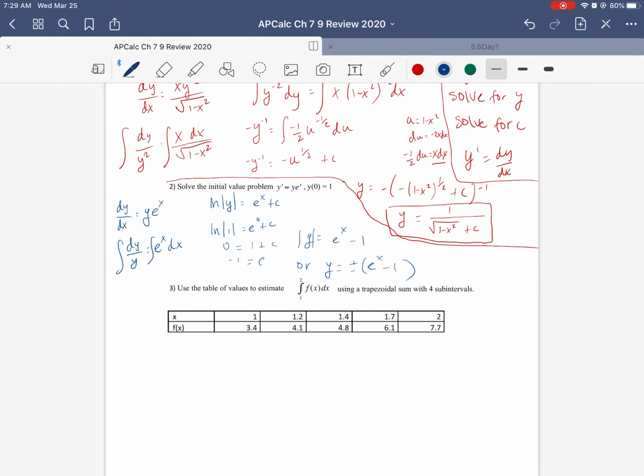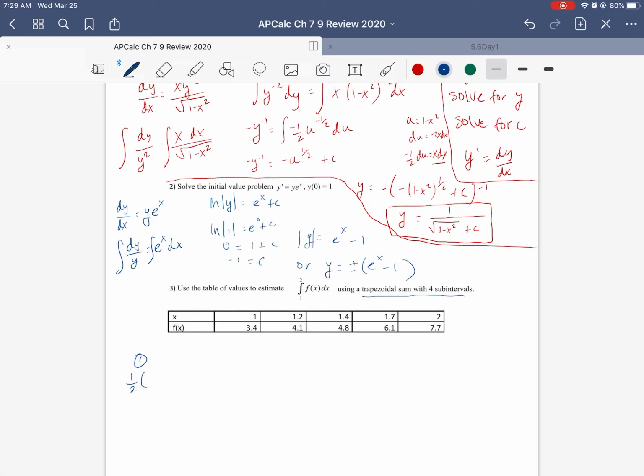Use the table of values to estimate the integral from 1 to 2 of f of x dx using trapezoidal sum for 4 subintervals. So look out here because a table is given, right? We know in the past every time a table is given, we want to make sure that our change in x is uniform before we go right to the formula. In this case, it's not uniform. We jump from 1 to 1.2, and later on we jump from 1.4 to 1.7. So those delta x's are different. So you really just want to think about each trapezoid as its own.